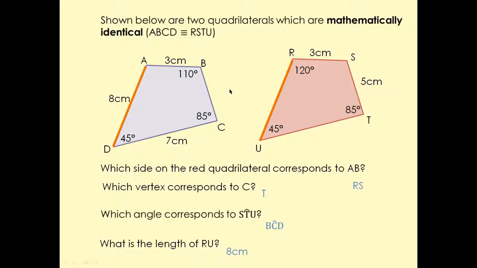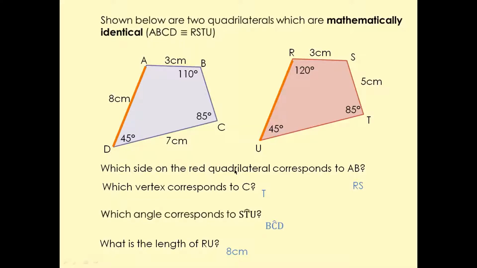So two shapes will be identical, or mathematically identical, or congruent, if the corresponding sides are equal and corresponding angles are equal. So in this case, if they are mathematically identical, that means the corresponding sides would be equal and corresponding angles would be equal as well.